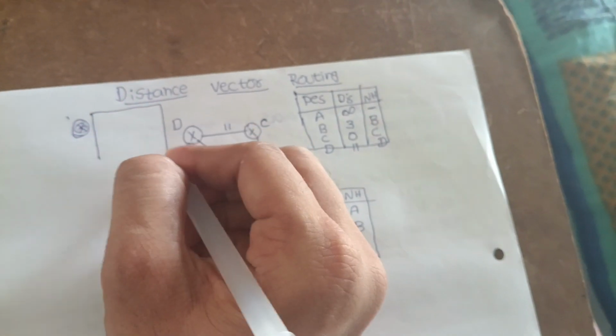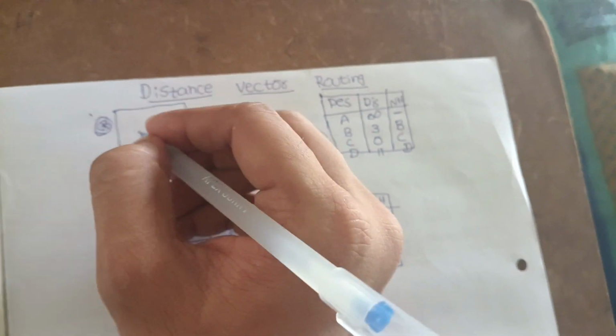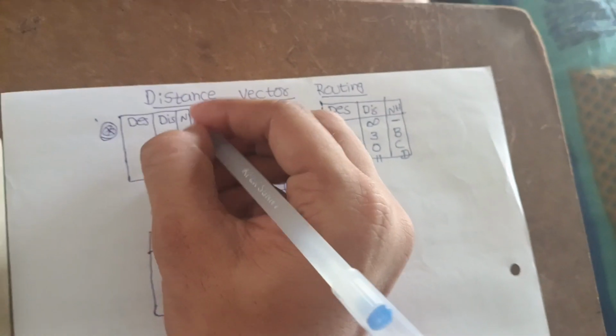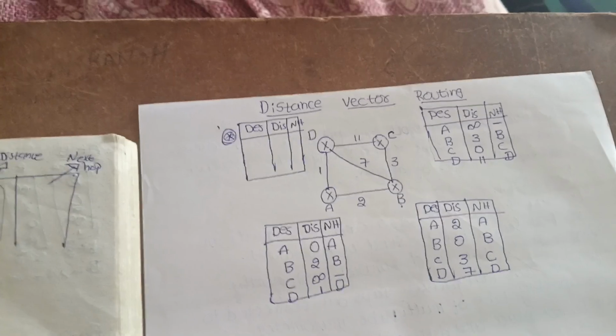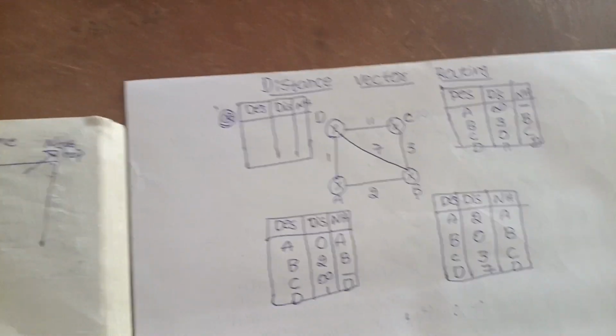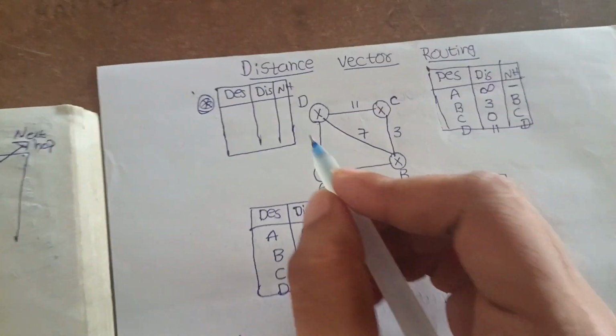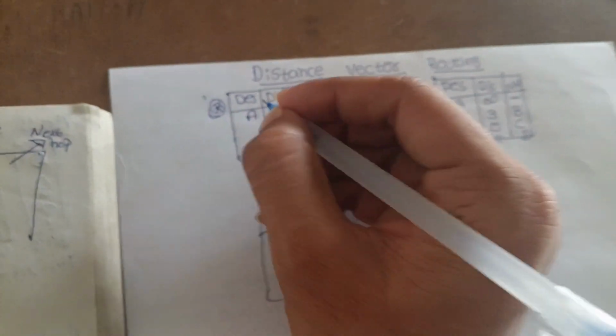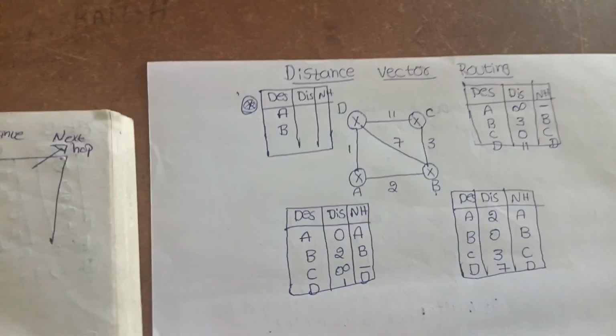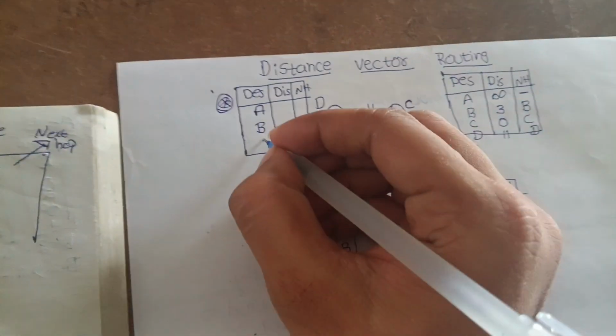At D we want to find again, the last final table. Here with three columns: destination, distance, next hop. The distance vector works on the Bellman-Ford algorithm. Now for D, all the nodes are written as A, B, C, D.